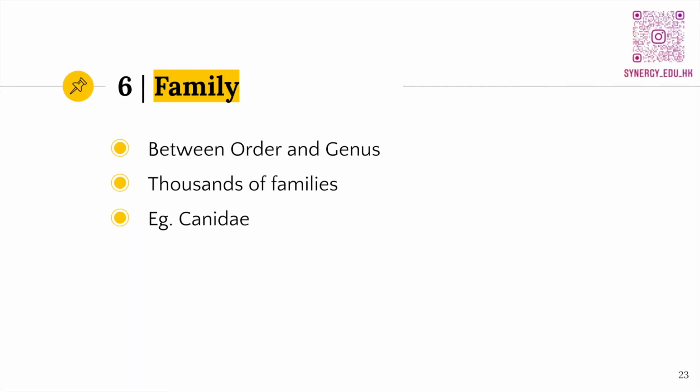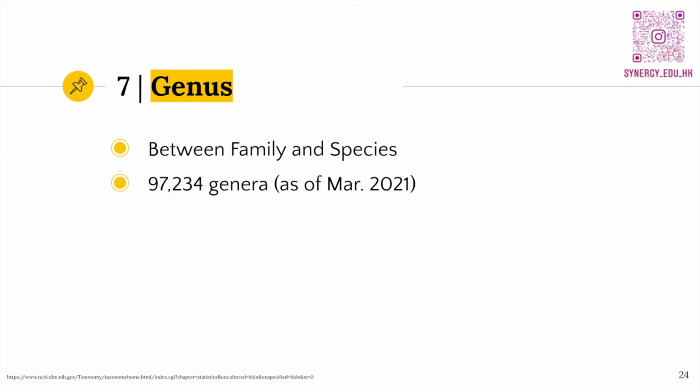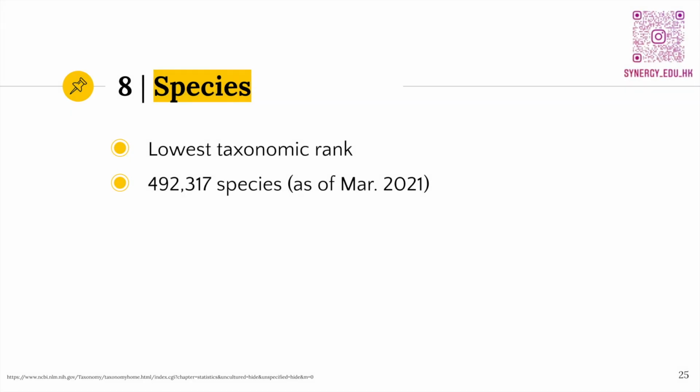Sixth, family is between order and genus, and there are currently thousands of families, in which one is Canidae. Seventh, genus is the group between family and species, and as of March 2021, there are 97,234 genera. Lastly, species is the lowest taxonomic rank, and as of March 2021, there are 492,317 species, according to the NCBI.